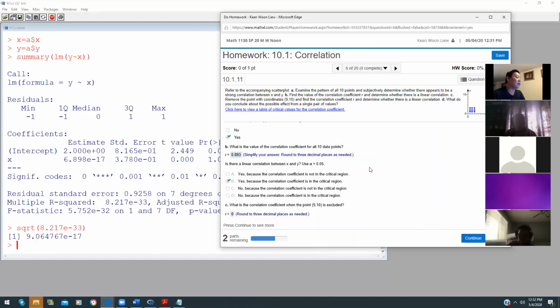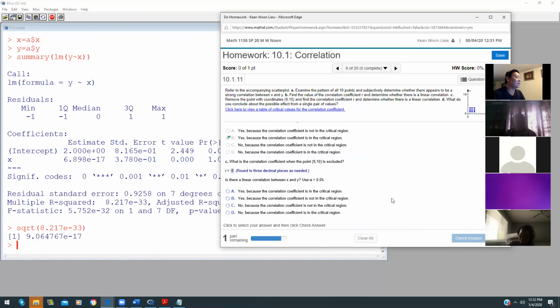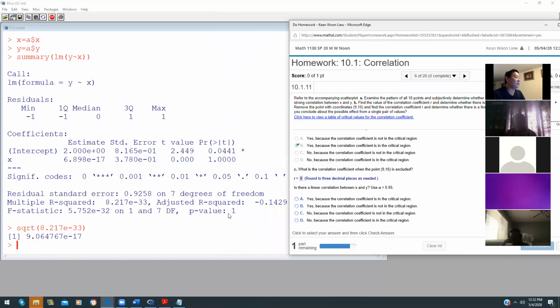And then the last question is saying that what is your correlation coefficient? Your p-value in this case is 1, right? And 1 is greater or less than 0.05? 1 is, anyone?